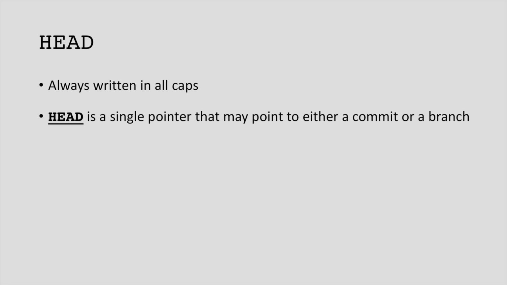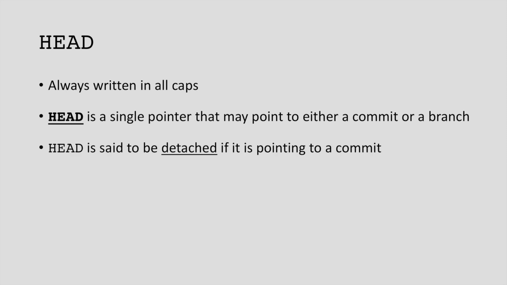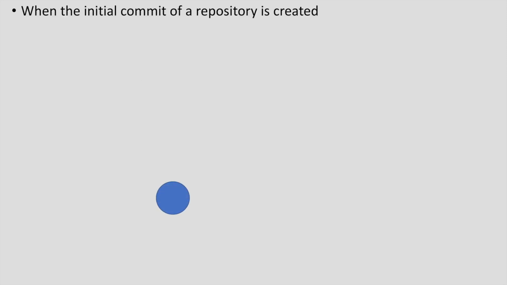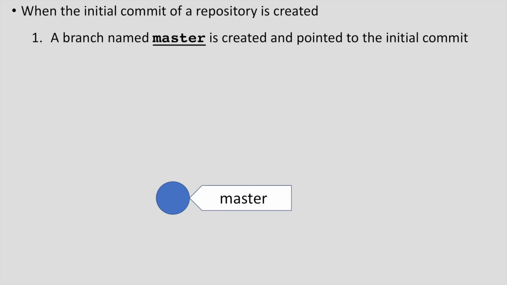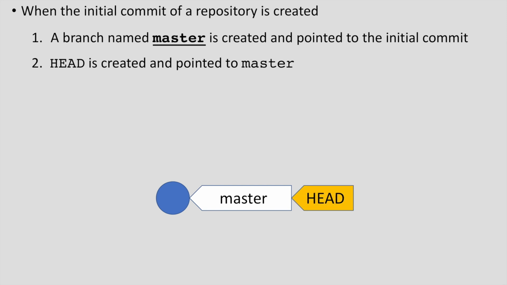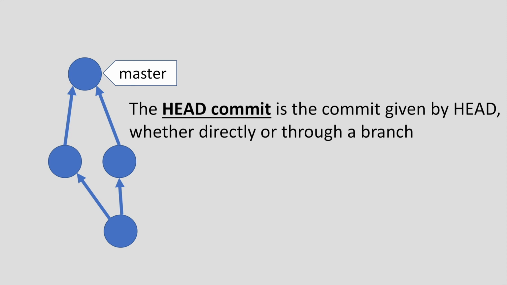HEAD. First of all, the keyword HEAD is always written in all caps. HEAD is a pointer that may point to either a commit or a branch. HEAD is said to be detached if it is pointing to a commit. When the initial commit of a repository is created, one thing that happens is a branch named master is created and pointed to the initial commit. And another thing that happens is HEAD is created and is pointed to master. The HEAD commit is the commit given by HEAD, whether directly or through a branch.